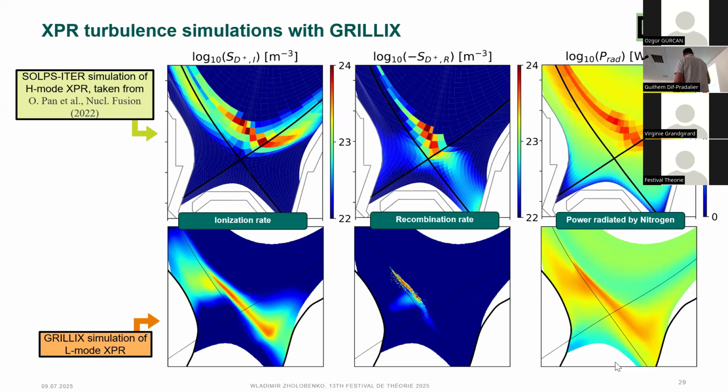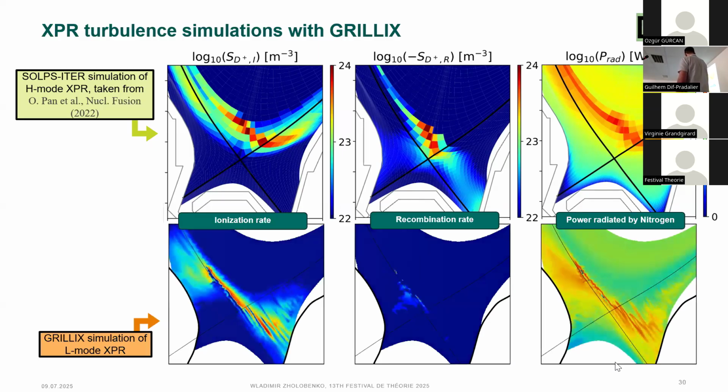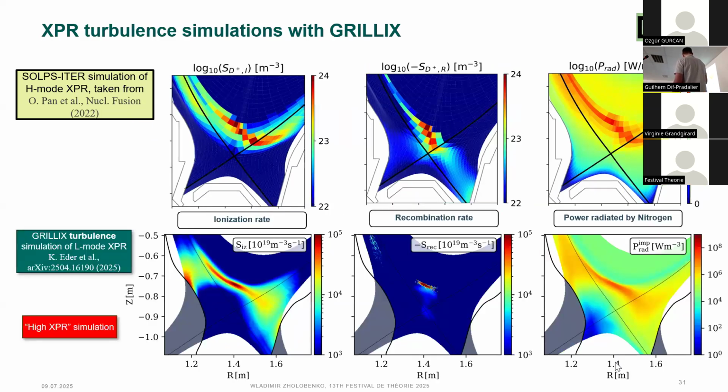In particular, the color scale is the same, so we get a realistic distribution and size of the reaction rates. But in GRILLIX, of course, we are solving this together with turbulence, so we also get the fluctuations, which on the previous figure have been averaged in time. Now you could have noticed that the radiation front here is somewhat lower than in the SOLPS simulation, because that's the low X-point radiator simulation. We have also the high X-point radiator simulation, where the radiation front sits somewhat higher over the X-point.